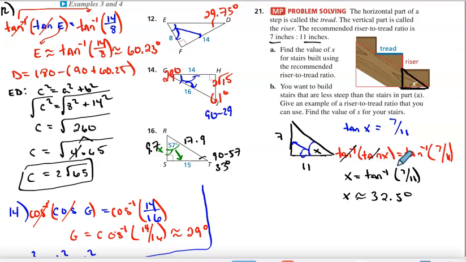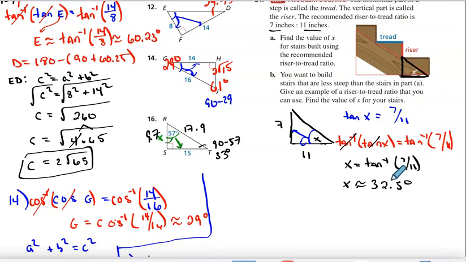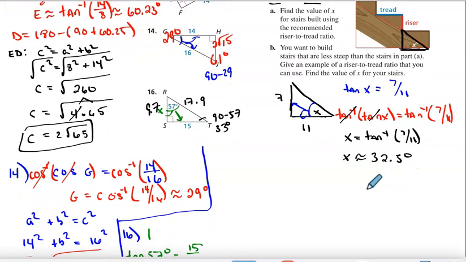Alright, and you want to build stairs that are less steep than the stairs in part A. Give an example of riser to tread ratio. Okay, so less steep means your angle has got to be decreasing. So if this is 32 degrees, let's say maybe you want to make this 25 degrees.